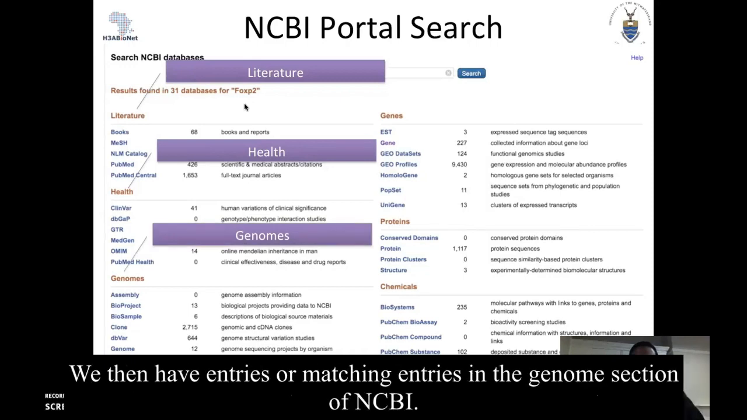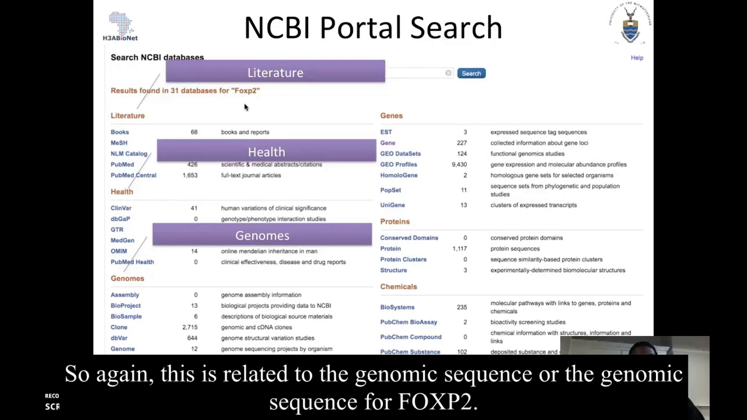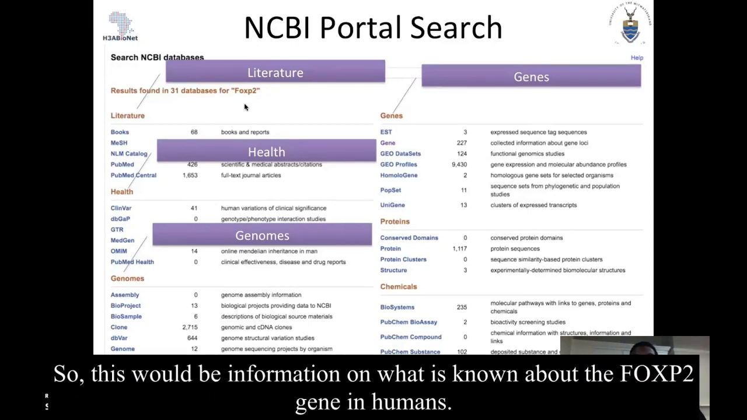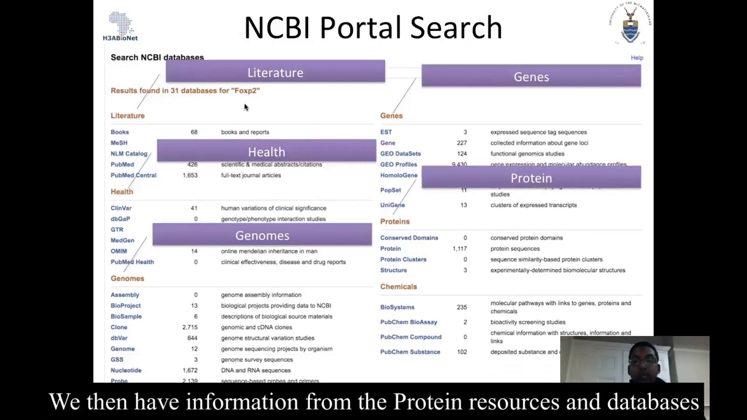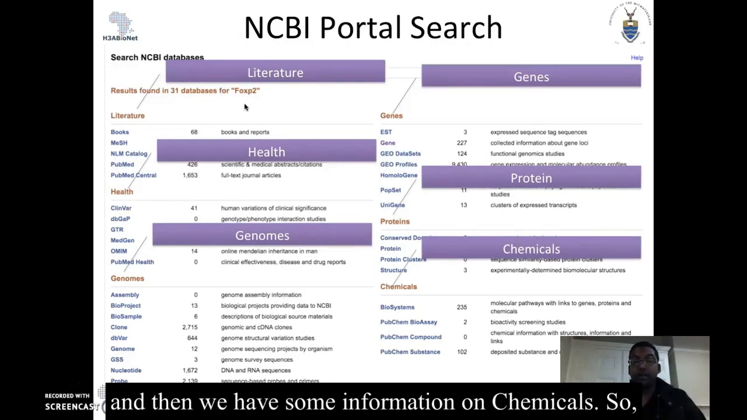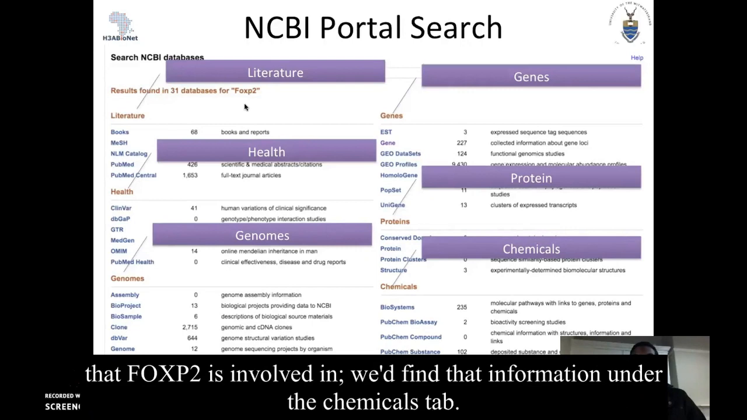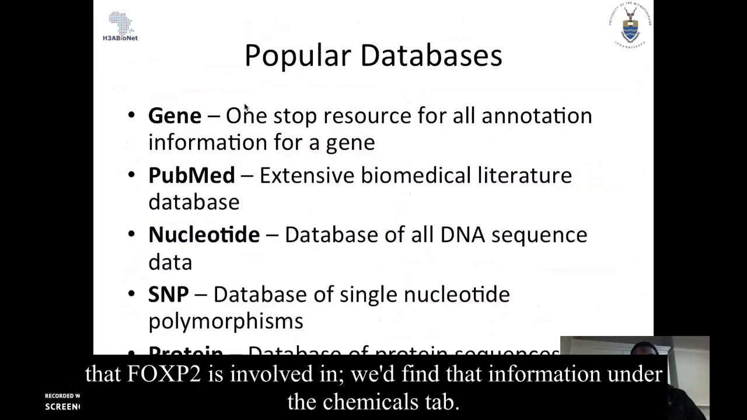We then have matching entries in the genome section of the NCBI. So again, this is related to the genomic sequence for FOXP2. We then have hits for genes. So this would be information on what is known about the FOXP2 gene in humans. We then have information from the protein resources and databases. And then we have some information on chemicals. So what small compounds or anything known about the chemical activity that FOXP2 is involved in, you'd find that information under the chemicals tab.